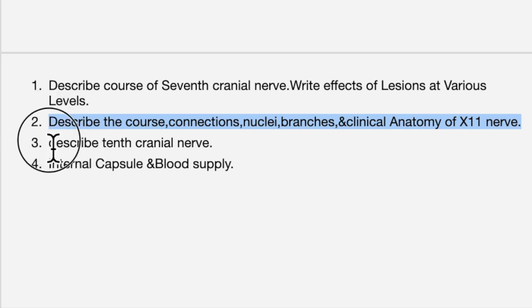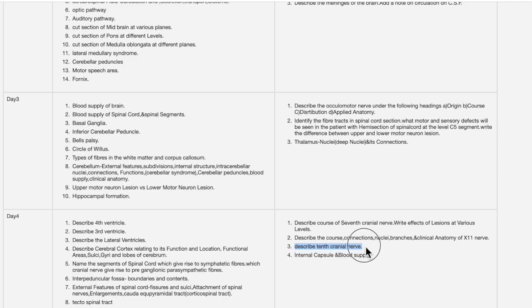And the third question is describe the 10th cranial nerve. And fourth question is internal capsule and its blood supply, which is the most important essay question. All these 4 questions are also previously asked questions. So don't skip any question here.